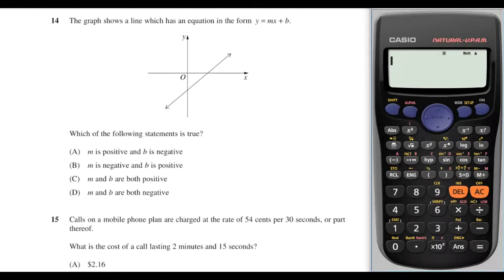Question 14. For this line, y increases as x increases, so its gradient m is positive. The line intersects the negative y-axis, so b is negative, and so the answer is A.